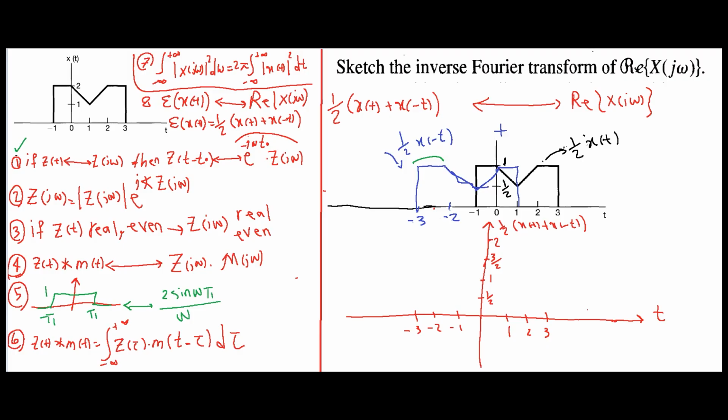If we look at the interval from -3 to -2, the result is equal to 1. In the interval from -2 to -1, we go from 1 to 1/2. In the interval from -1 to 0, with a slope of 1/2, we go from 3/2 to 2. The positive side will be exactly the same as the negative side because this function is even, so we can easily draw it symmetrically.